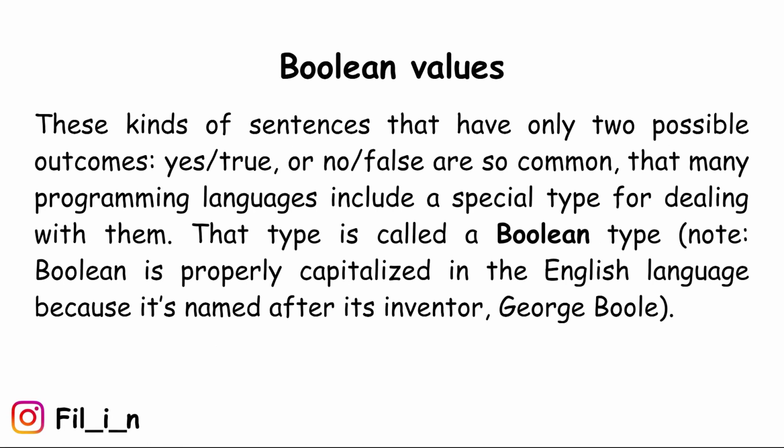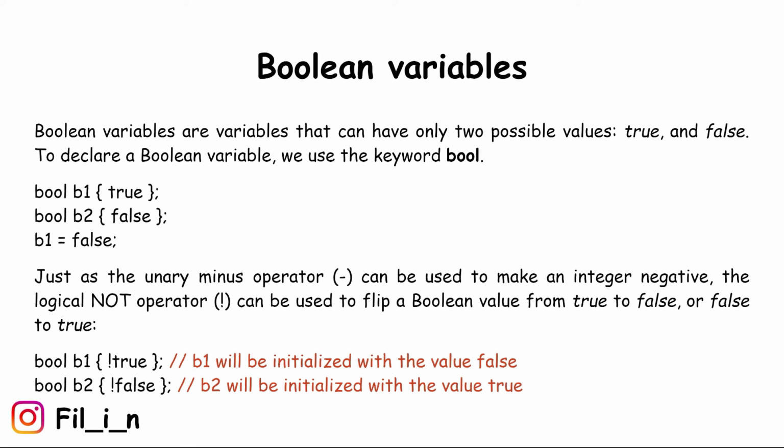These kinds of sentences that have only two possible outcomes, yes true, or no false, are so common that many programming languages include a special type for dealing with them. That type is called a Boolean type. Note, Boolean is properly capitalized in the English language because it's named after its inventor, George Boole. Boolean variables are variables that can have only two possible values, true and false. To declare a Boolean variable, we use the keyword bool. bool b1 = true. bool b2 = false. b1 = false.